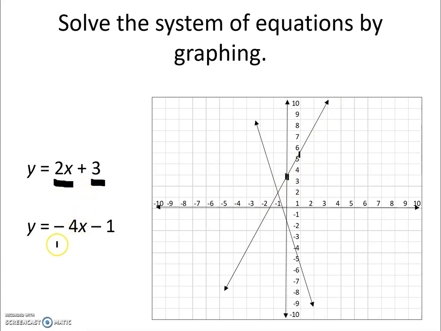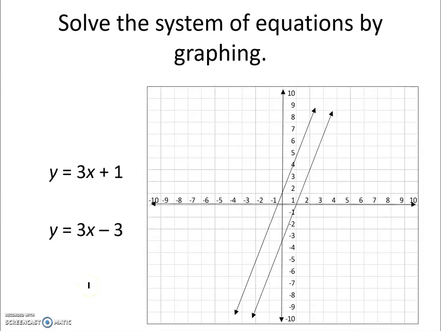Looking at the second equation, it has a negative 4 for slope and a negative 1 for y-intercept. So it's going to be right here that it is the y-intercept, and from there we go down 4 and over 1. So there's our other point, and we put a line through it. This line is the line that goes for this equation, y equals negative 4x minus 1.